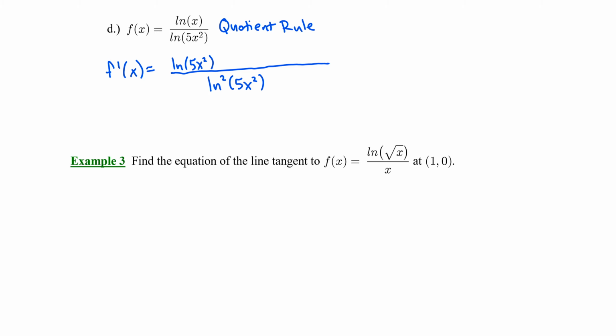Okay, so I've got the denominator as is. Now I'm going to multiply by the derivative of the numerator, which we've learned is 1 over x, minus, the quotient rule has a minus, the derivative of the denominator. Well, it's a natural log function, so we're going to put the argument 5x squared in the denominator and its derivative 10x in the numerator, times the original numerator.